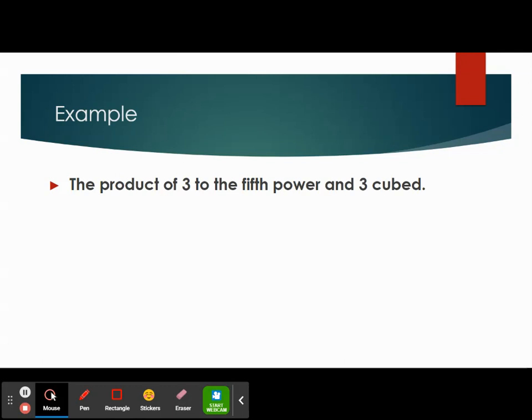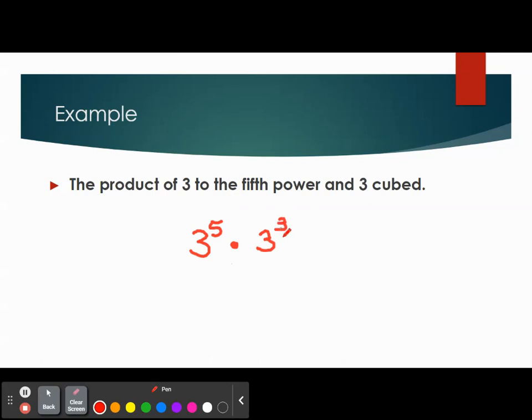So the first thing we're going to do is rewrite this as an algebraic expression or a mathematical expression. Then we're going to evaluate. So what does product mean? Multiply. Product means to multiply. And it tells us to multiply 3 to the 5th. How do I write 3 to the 5th power? 3 to the 5th power. And then product means to multiply. So 3 to the 5th times, what's 3 cubed look like?